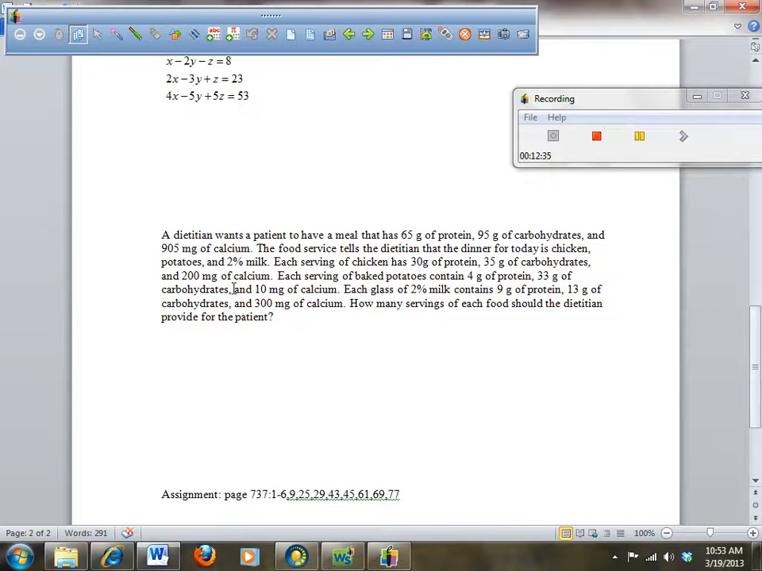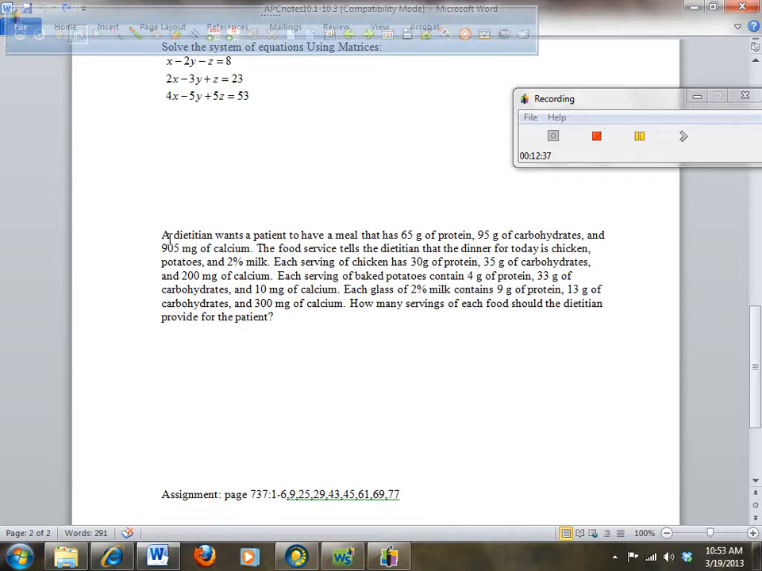You will have something like this on a test, so it'll probably be a good idea to know how to do it and set one up like this. So a dietitian wants a patient to have a meal that has 65 grams of protein, 95 grams of carbs, and 905 grams of calcium. Food service tells the dietitian that for dinner today is chicken, potatoes and 2% milk. Each serving of chicken has 30 grams of protein, 35 grams of carbohydrates, and 200 milligrams of calcium. A milligram is 1,000th of a gram, right?